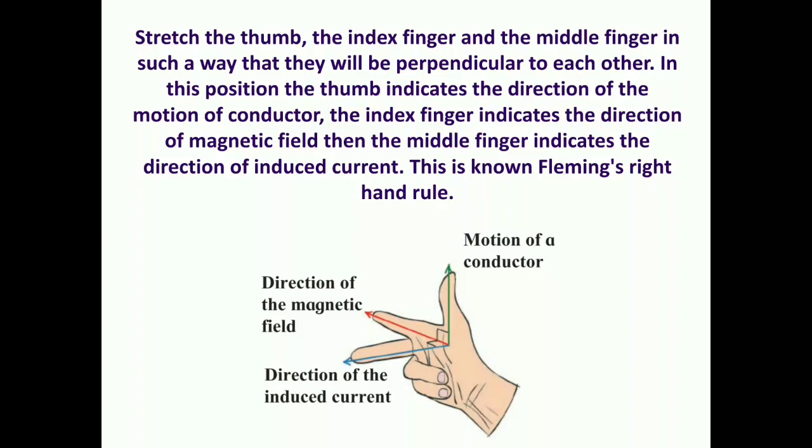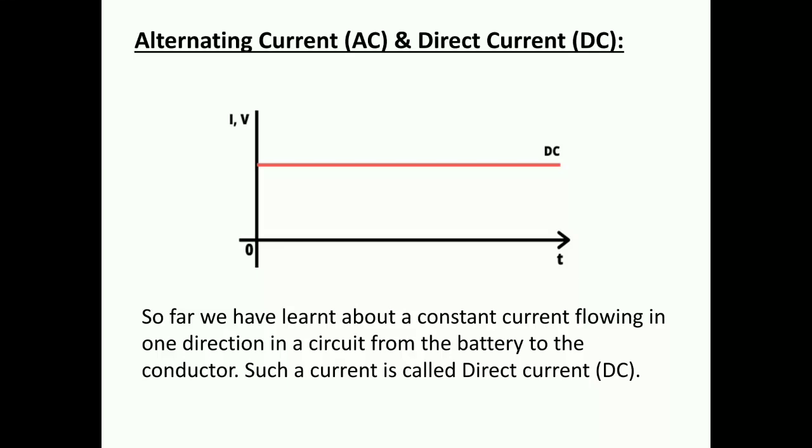Now let us study the two types of currents: alternating current AC and direct current DC. So far we have learned about a constant current flowing in one direction in a circuit from the battery to the conductor. Such current is called direct current. It is because if we check graphically, the value of the direct current which is set to 1 ampere at 1 second, it is 1 ampere. After 2 seconds, it is 1 ampere. After 3 seconds, it is 1 ampere. That is, it is constant at each instant of time.